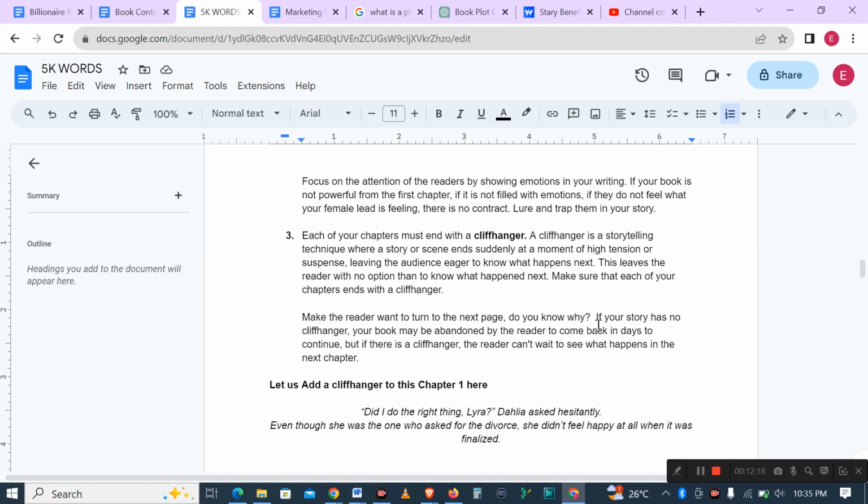Do you know why? If your story has no cliffhanger, your book may be abandoned by the reader. If your book is abandoned by the reader and they don't come back in days to continue, nobody is going to pay you. But if there is a cliffhanger, the reader can wait to see what happens in the next chapter.